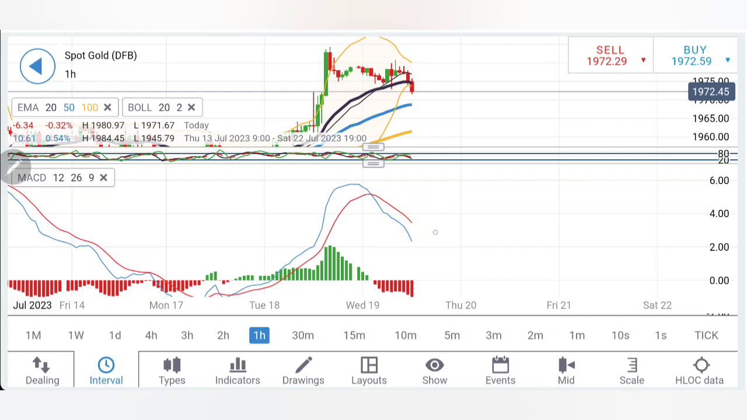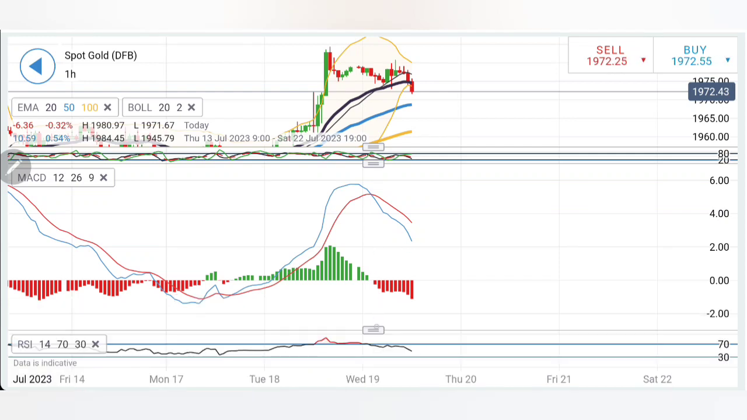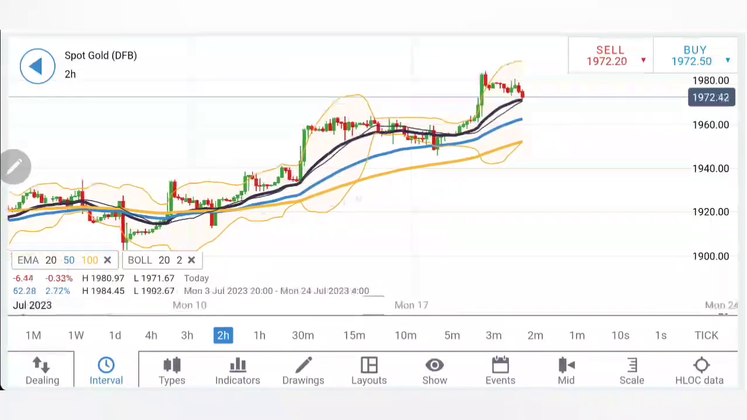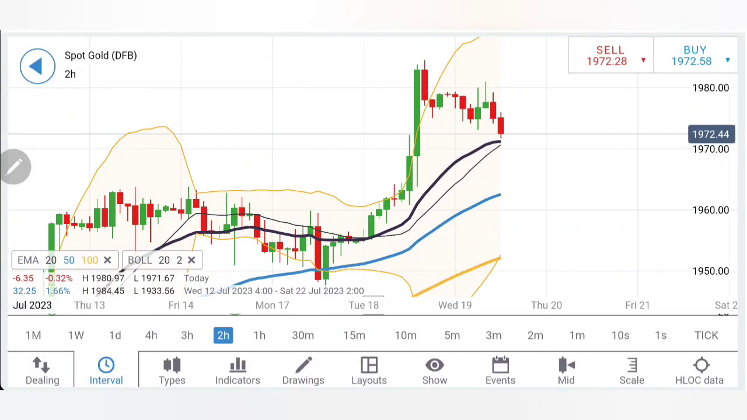Now, if you look at the stochastic, it has dropped, MACD divergent and bearish looking downwards. RSI is also looking downwards here, indicating slight bearishness. Coming to the 2-hour charts, on the 2-hour charts also a similar observation here. Good flag till 1970. 1970 is a good support here. This is the 2-hour exponential moving average.